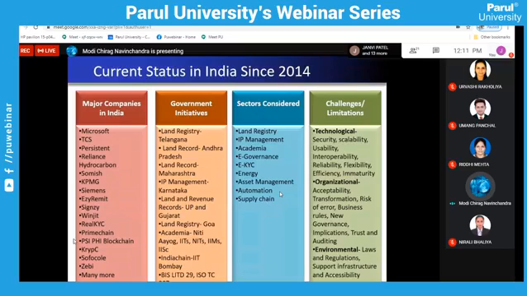I'm not going into the detail of the government initiatives. But in India, land registry, IP management, the academia sector, e-governance, e-KYC, energy management, asset management, industry automation, and supply chain. So these are the major sectors considered where you can apply the blockchain.